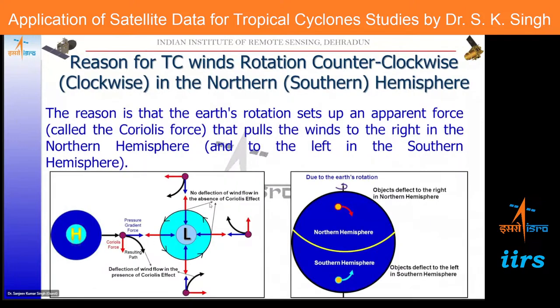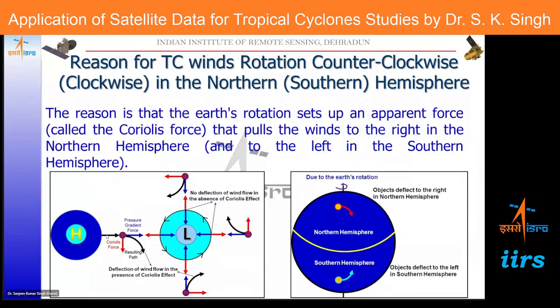And then, why does the tropical cyclone wind rotate anti-clockwise over the northern hemisphere? The major factor is the Coriolis force. Basically, the Coriolis force is the apparent force that is formed due to the Earth's rotation. Whenever any low pressure forms, wind starts blowing from high pressure to low pressure due to the pressure gradient force. At the same time, the Coriolis force pulls any moving object on the Earth's surface to the right in the northern hemisphere and to the left in the southern hemisphere.